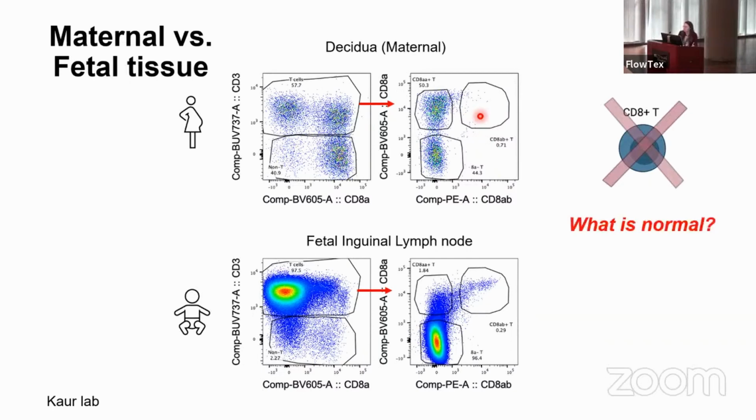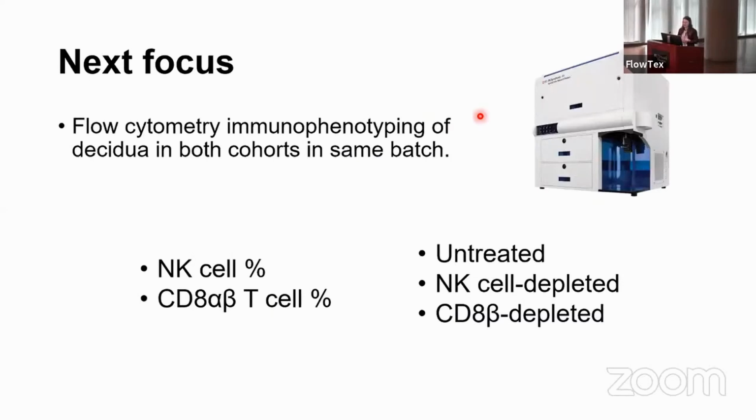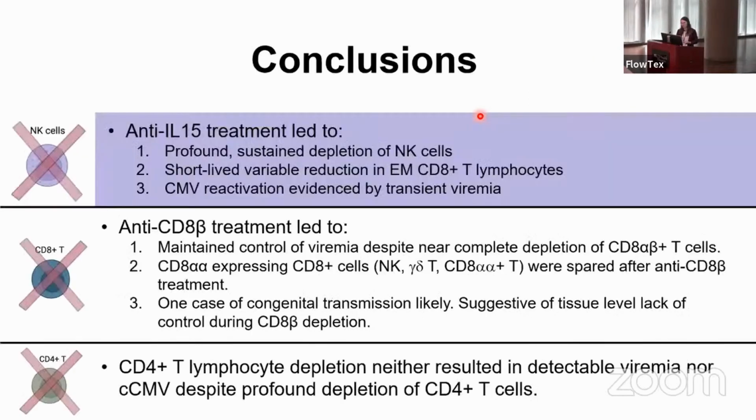But the question is, what is normal? Because we don't have that data in a cohesive way. So what's next is that I'm redesigning my omics panel for a specific large batch experiment across all 3 cohorts of true untreated controls, the 2 cohorts I mentioned here. What are the NK and CD8 heterodimer frequencies?